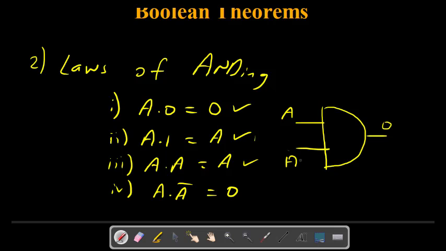Then A and A bar. If we take A equal to 0, A bar becomes 1. So one of the inputs is 0, so output becomes 0. Now if A is 1, A bar becomes 0, again the output is 0. So A and A bar is always 0.